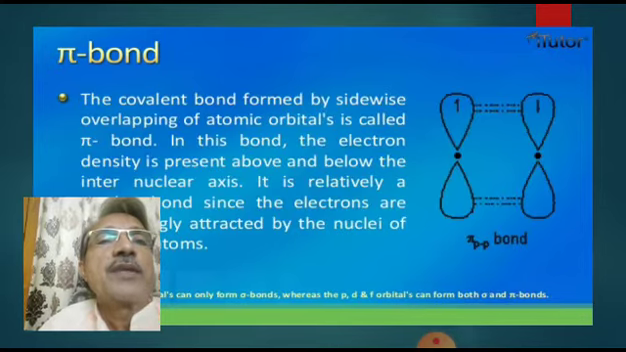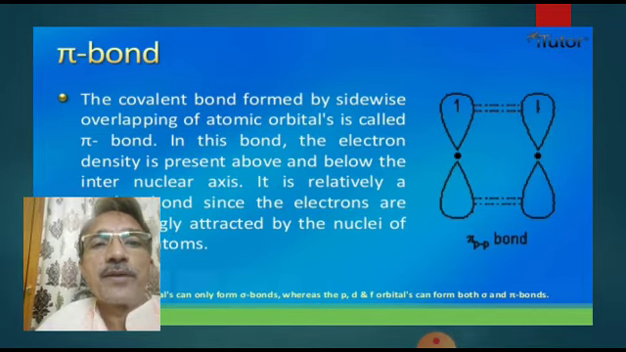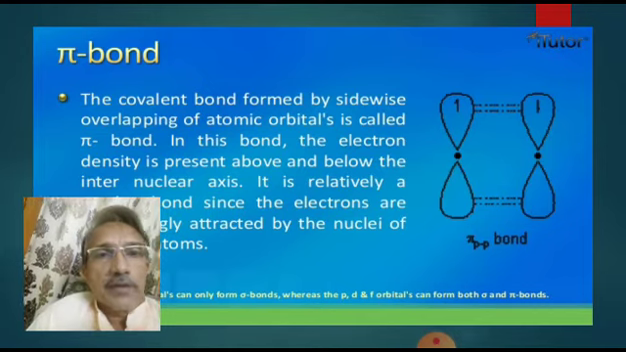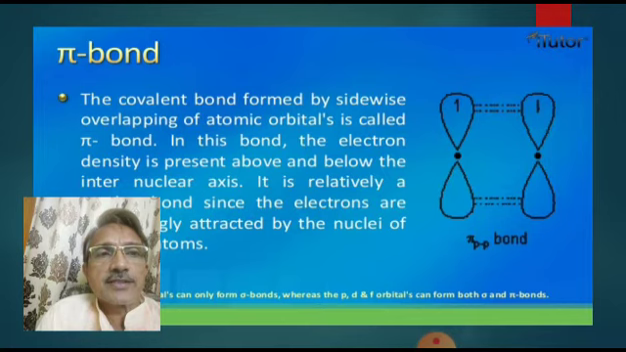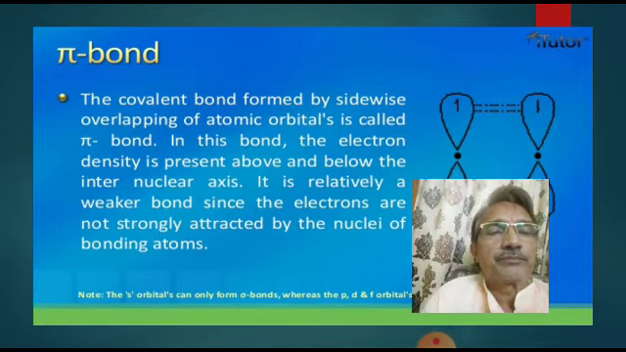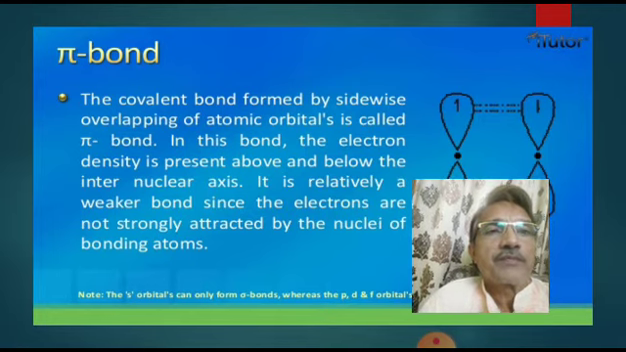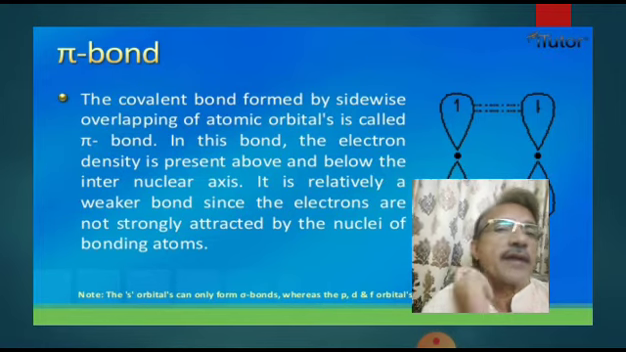Pi bond. The covalent bond formed by sidewise overlapping of atomic orbitals is called a pi bond. In this bond, the electron density is present above and below the internuclear axis. It is a relatively weaker bond since the electrons are not strongly attracted by the nuclei of bonding atoms.